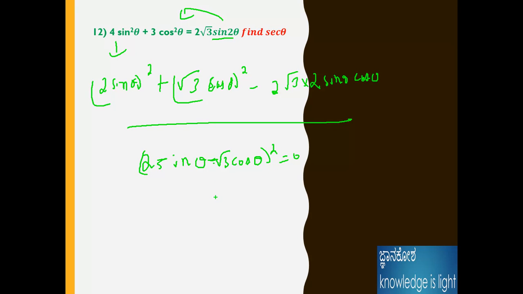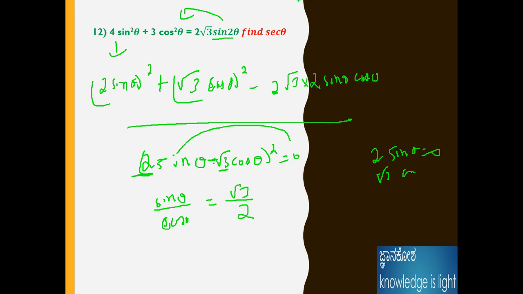Therefore for this kind of logic, if any problem comes like this, just take the term sin theta by cos theta, since it is 0, right? Directly I write 2 sin theta is equal to root 3 cos theta, the given term. Doing it like this, sin theta by cos theta is equal to root 3 by 2. The question is asking for secant theta. The thing should be easy now.